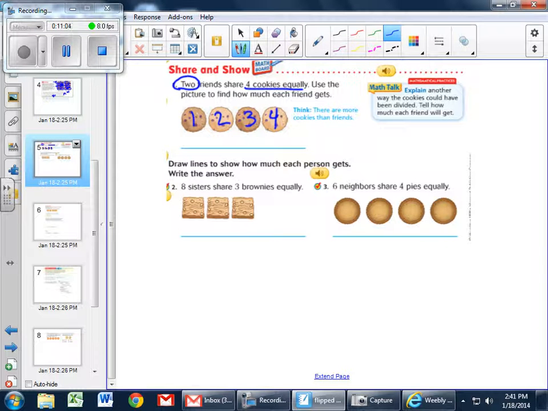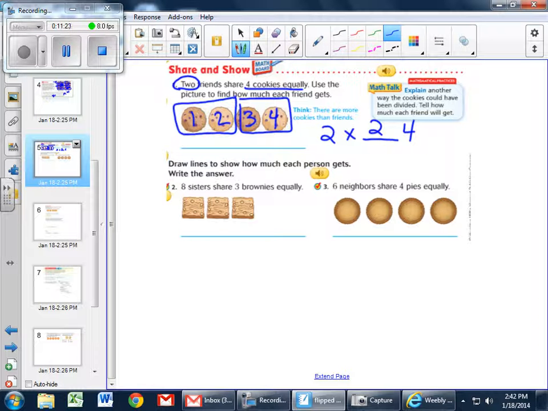Okay, is there something times 2 that equals 4 that's going to give you an equal amount? What times 2 equals 4 is 2. So each person's going to get 2 cookies.